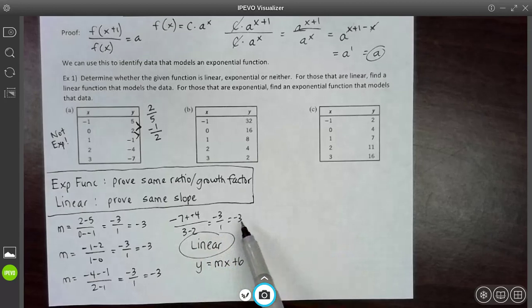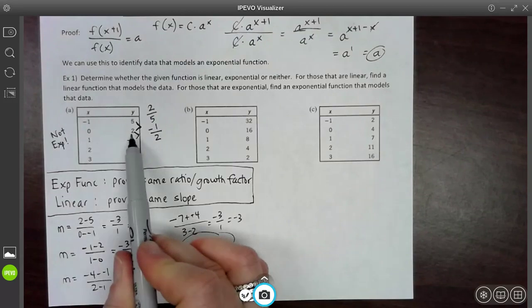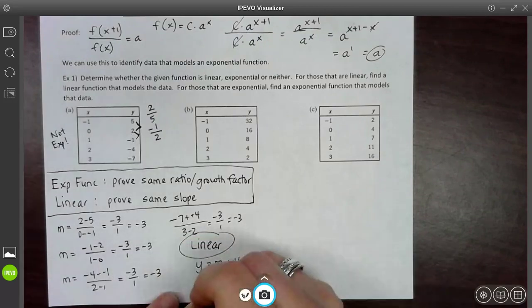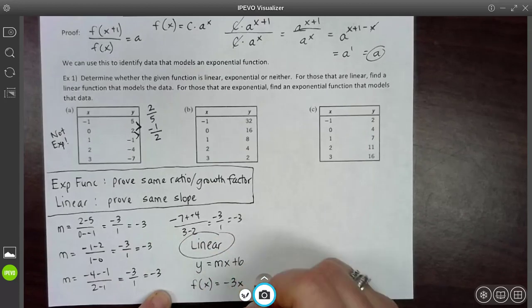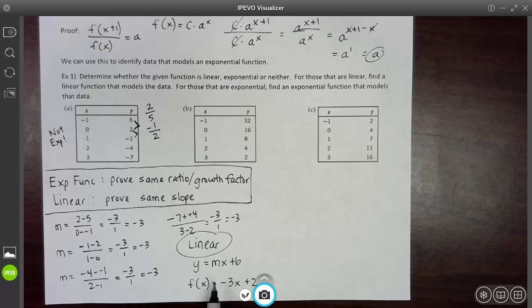We already know the slope is -3. I could pick any one of these data points, plug them in for x and y, and solve for my y-intercept. Or, when x is 0, y is 2, so my y-intercept is 2. So now I can say f of x equals -3 times x plus 2, and I've just written a linear function for this data.